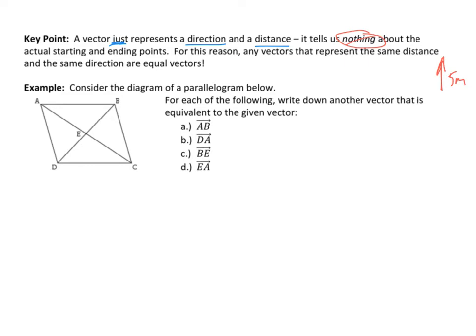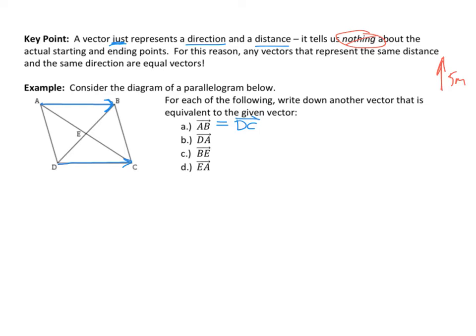Okay, so let's go ahead and go through A together. So the vector AB is this thing right here. It represents that distance and that direction. Do you see any other vectors that are the exact same length and going in the exact same direction? Well, hopefully you notice right down here, DC is exactly the same thing. So we could say that vector AB is exactly the same as vector DC. And I don't mean like, oh, they're similar. No, they're literally the same vector.